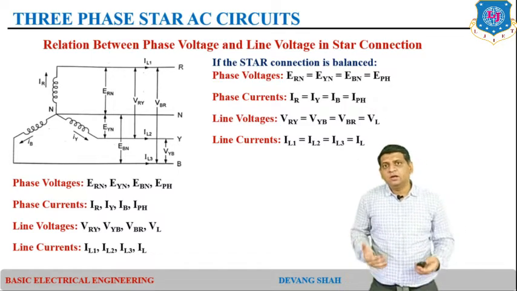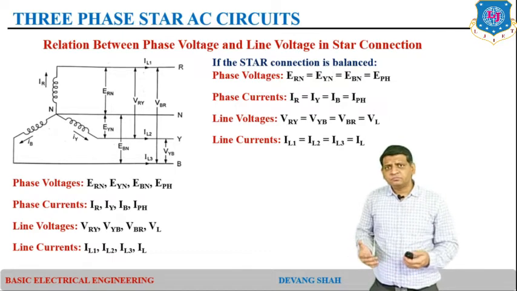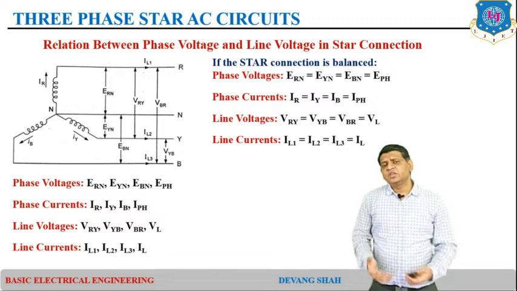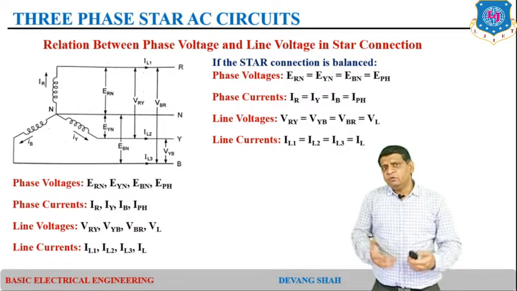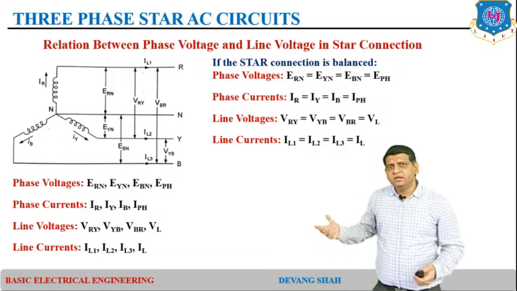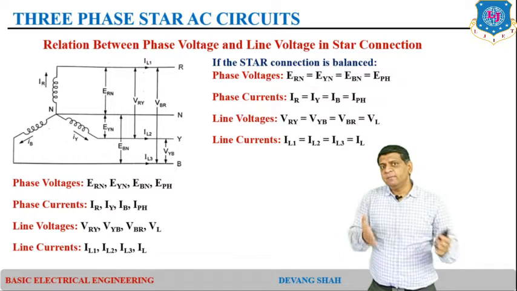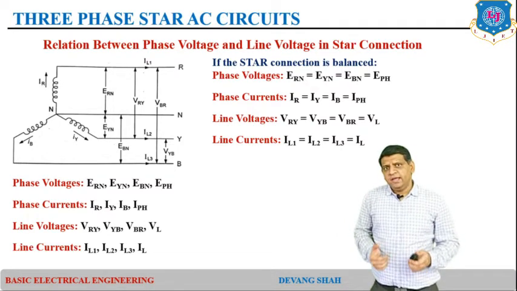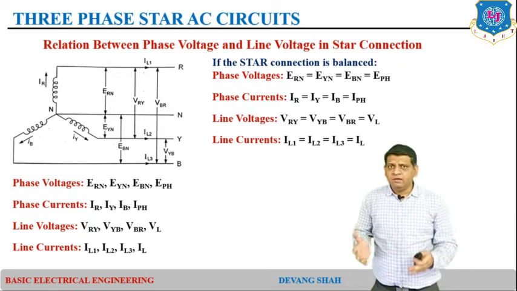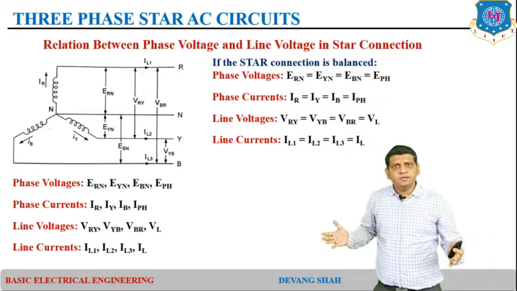Same if I consider the phase current, that current is IR equal to IY equal to IB equal to IPH. Same way for the line voltages, VRY is equal to VYB is equal to VBR is equal to VL, and the line currents are IL1 equal to IL2 equal to IL3 equal to IL, if the complete star three phase network is balanced, right.